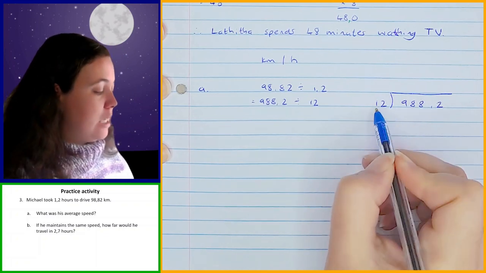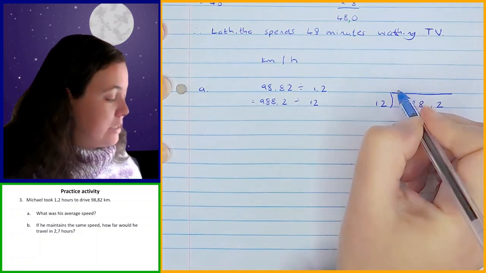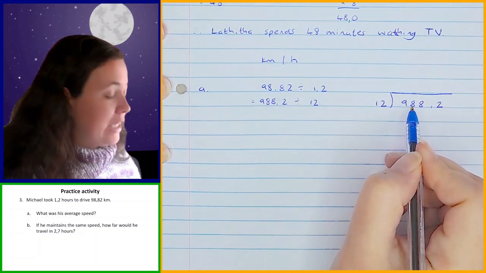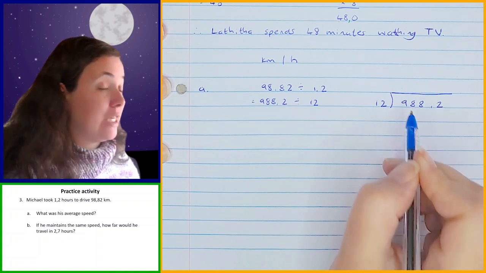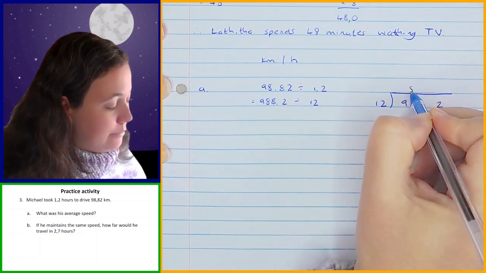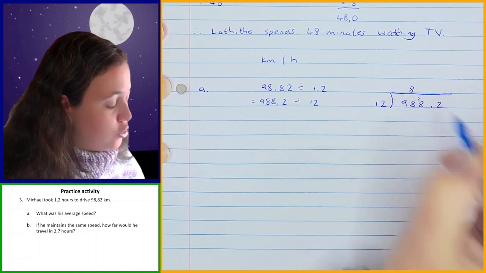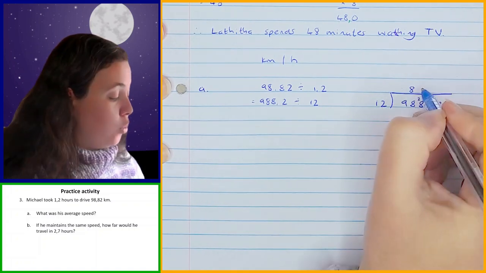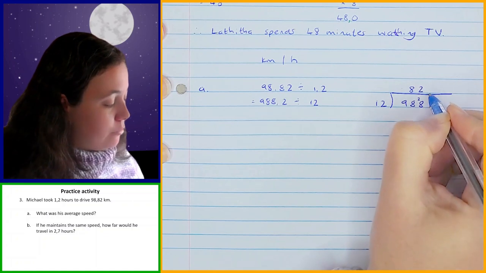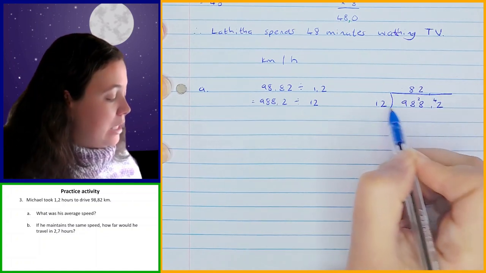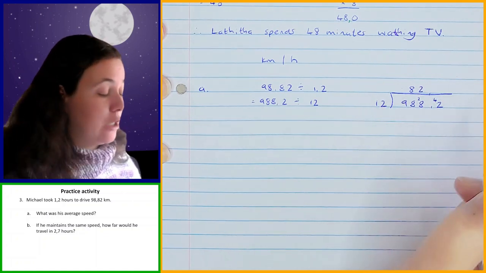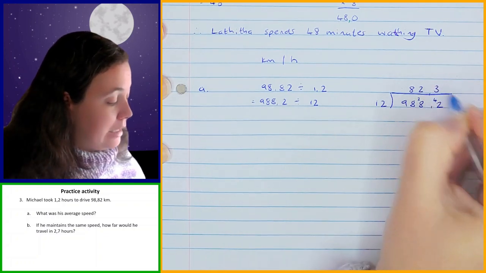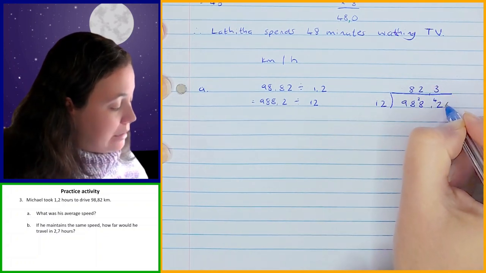Okay, so first, 12 doesn't go into 9, obviously. 12 does go into 98. 12 actually goes into 96 8 times with a remainder of 2 over there. Then 12 goes into 28, it goes into 24 twice, and that gives us a remainder of 4. Then 12 goes into 42, it goes into 36 3 times, and that leaves us with a remainder of 6.